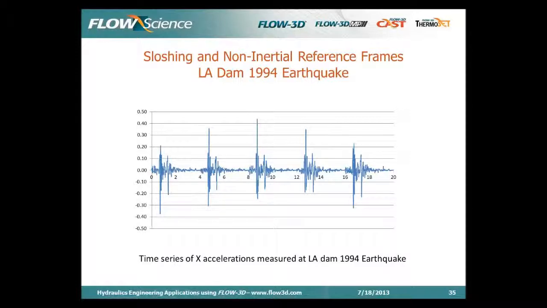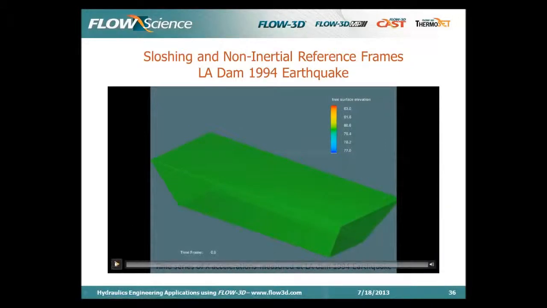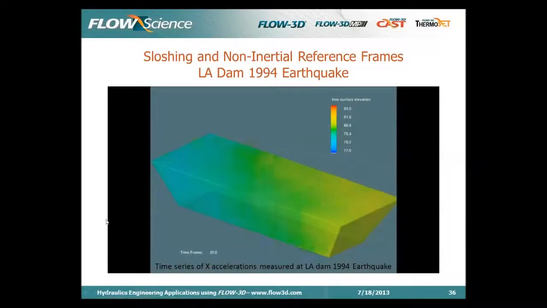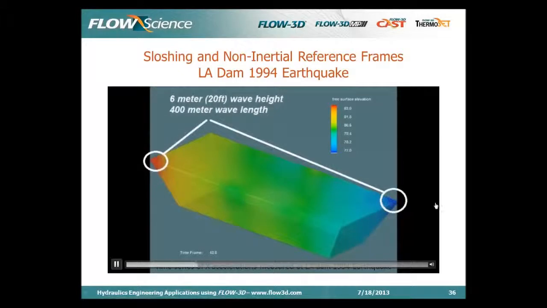1994 earthquake. So we have XYZ acceleration components, which are seismic measurements of accelerations at the foot of the dam in '94. This is just one direction, but what you can see is 1, 2, 3, 4, 5, 6 peaks, which can be modeled very easily in a non-inertial time frame setup. So this is an idealized tank. I think the length scale is about 400 meters.